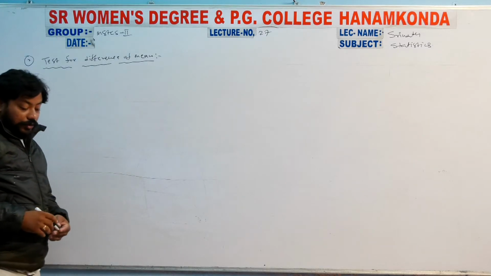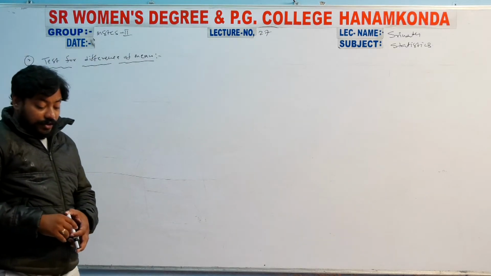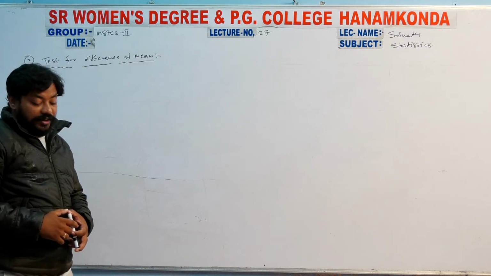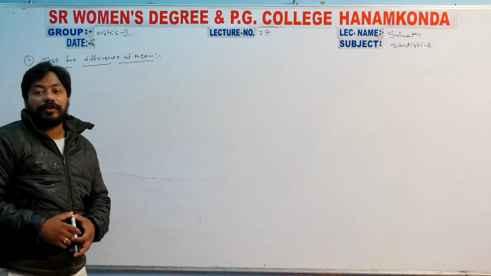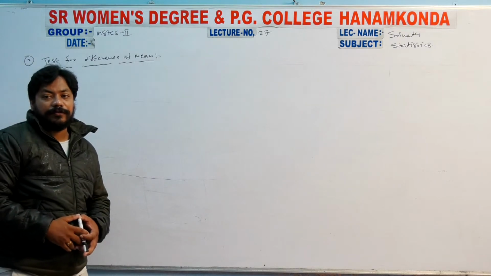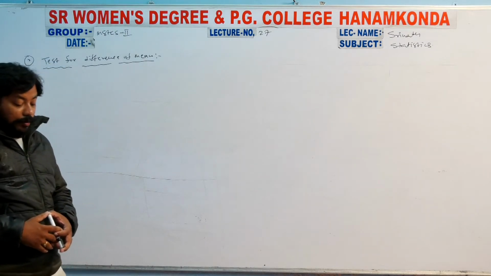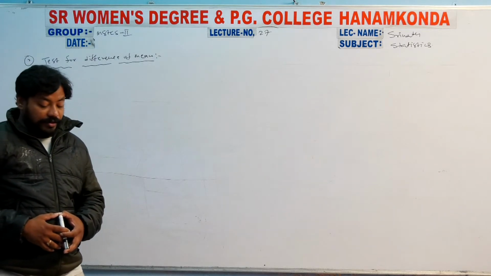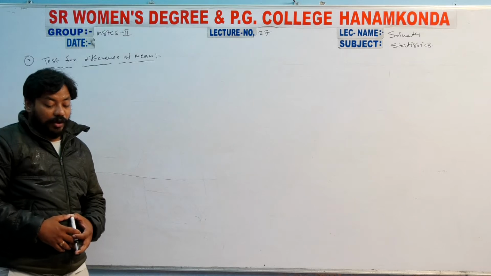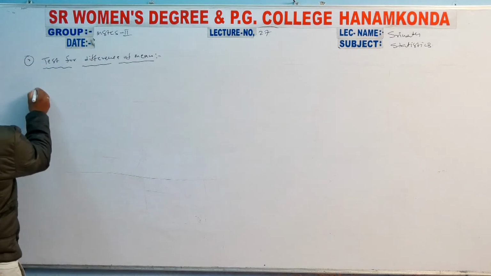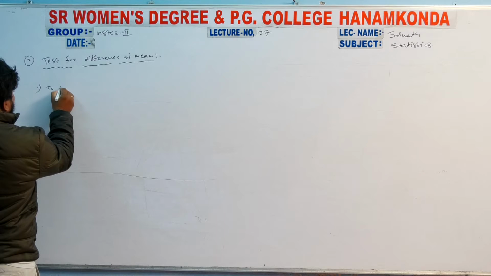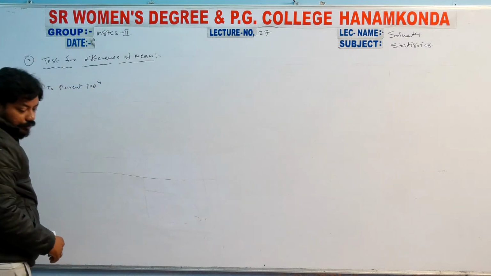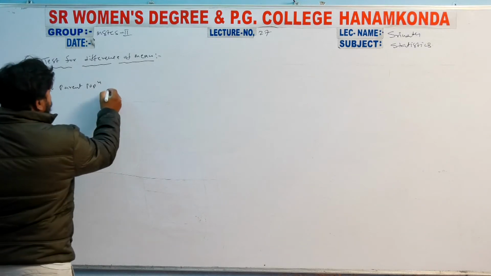To apply the test for differences of mean, the population must satisfy the following conditions. Generally, to apply differences of mean, the population must satisfy the following assumptions or conditions. One is the two parent populations are normal.